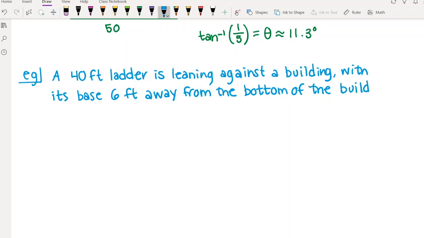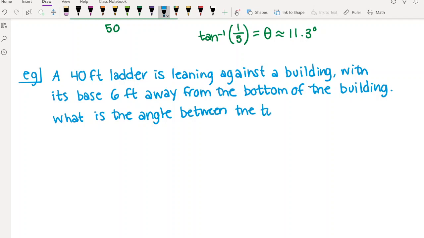And so the question we're going to answer is, what is the angle between the top of the ladder and the building?